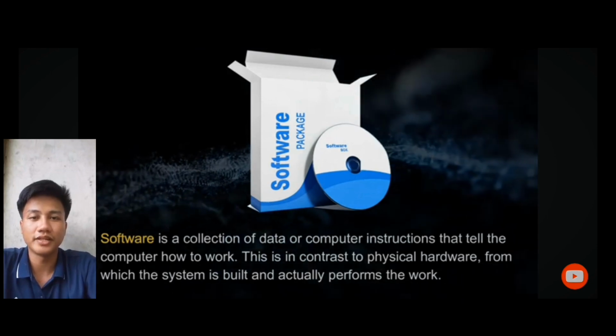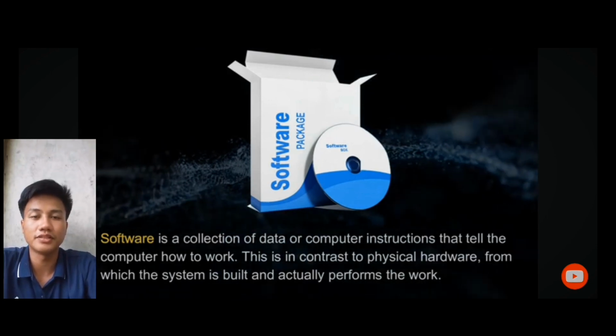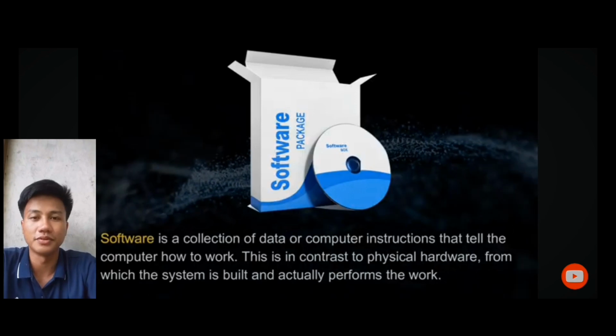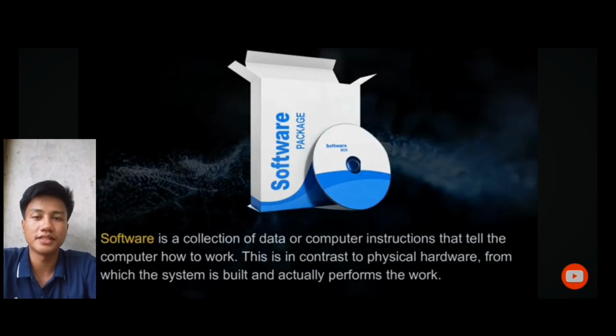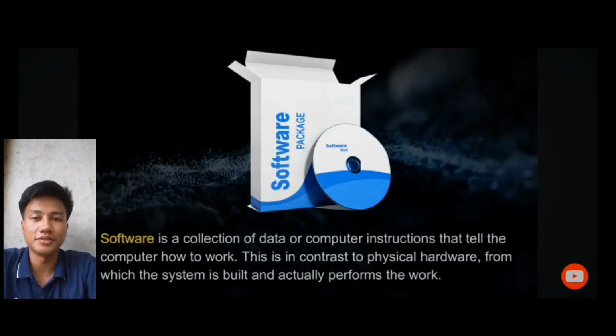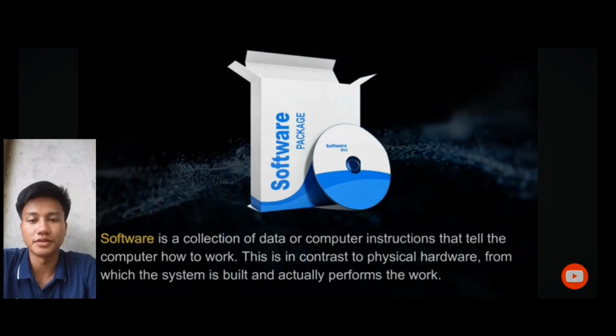Software. Software is a collection of data or computer instructions that tells the computer how to work. This is in contrast to physical hardware, from which the system is built and which actually performs the work.